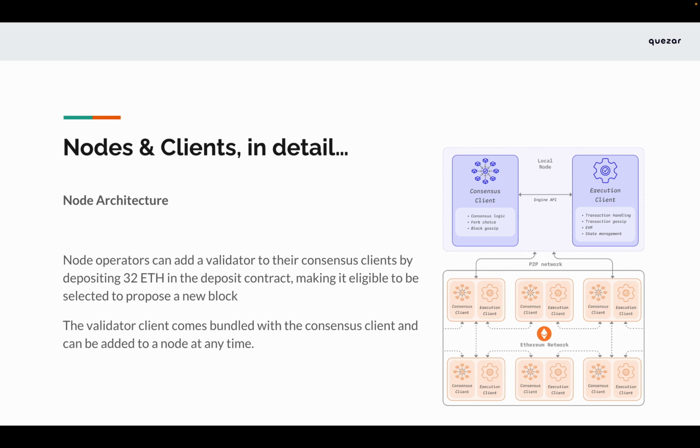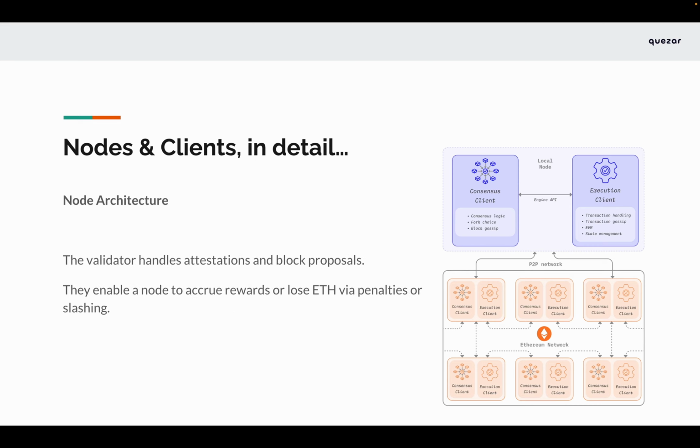So, if the node wants to participate in the process of proposing the blocks and adding them to the blockchain, they can add the validator client to their consensus clients by depositing a stake of 32 ETH in the deposit contract, and that would make the node eligible to propose new blocks. The validator handles the attestations and the block proposals, and they also enable a node to accrue rewards for producing a block. If you recall, in one of our previous videos, we mentioned that there's a static block reward for producing a block and adding it to the network. So adding this validator client helps the node in producing the block and earning block rewards in exchange for it.